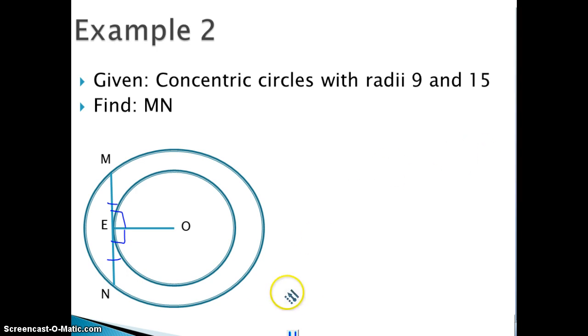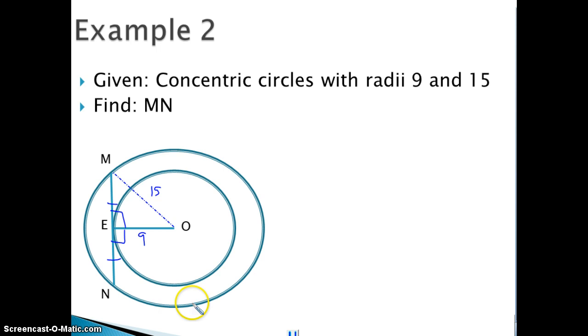And the trick is I've got to draw in a radius, and I'm going to draw in a radius from O to M. And that's my bigger radius, and I know that because it's the bigger circle. The smaller circle is inside the bigger circle. So I know that my radius for this one is 15. And the radius for the smaller circle, the inner circle, is 9.